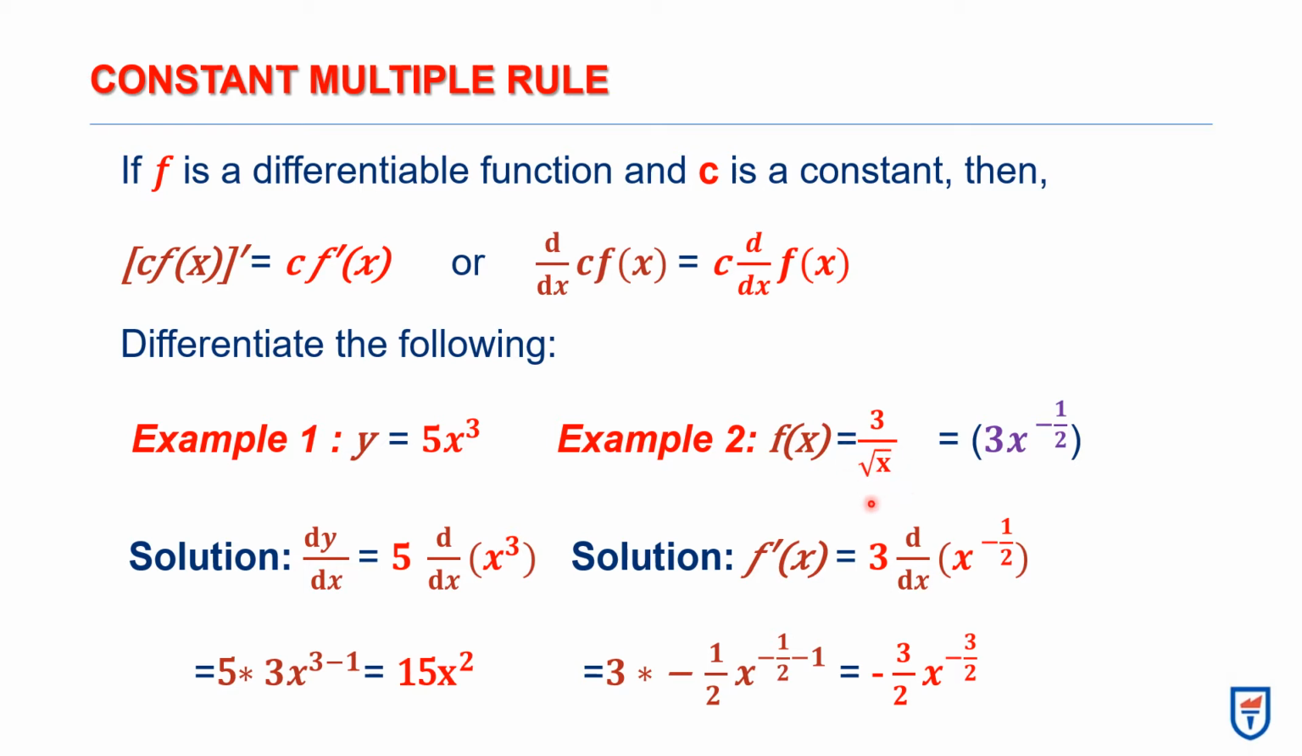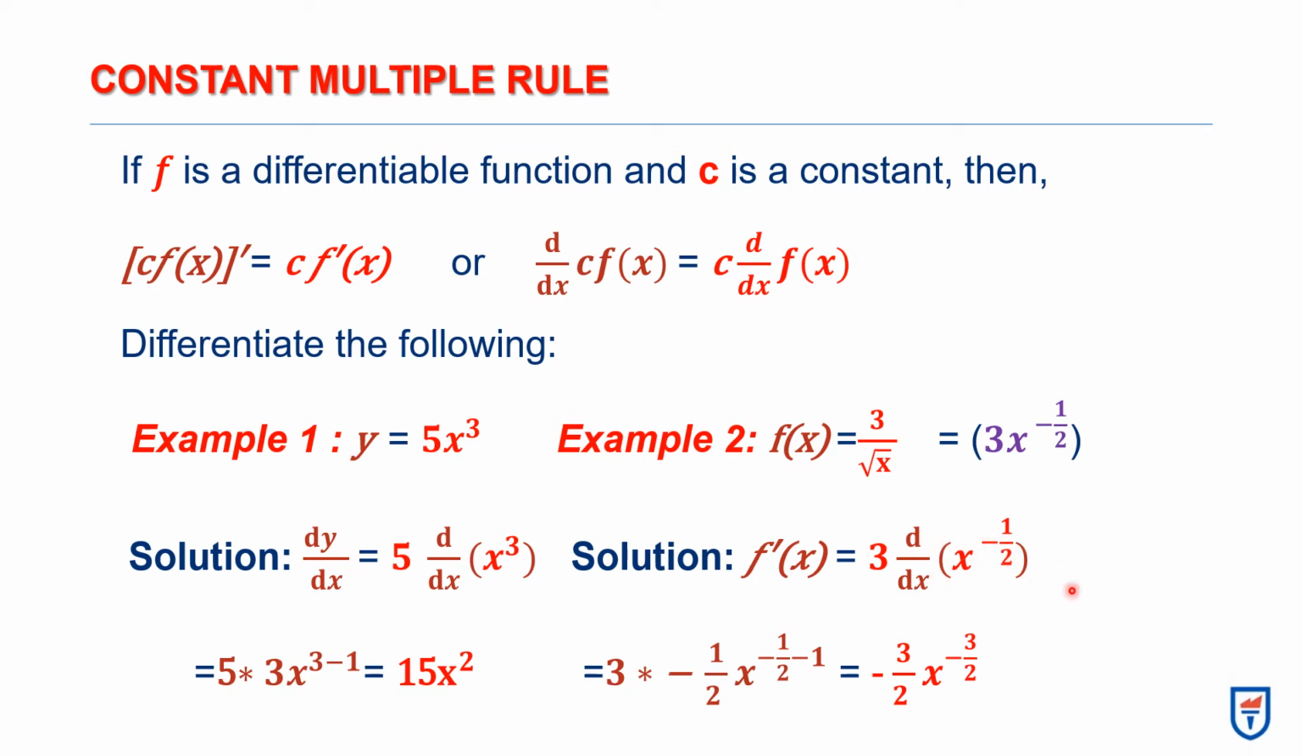We all know that root x is the same as x to the power half. So when we take x to the power half up to our numerator, we are going to end up having 3x to the power minus half. So when we find the derivative of 3x to the power minus half, it is the same as 3 times the differentiation of x to the power minus half.